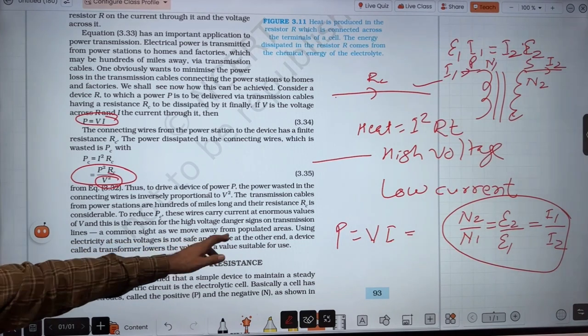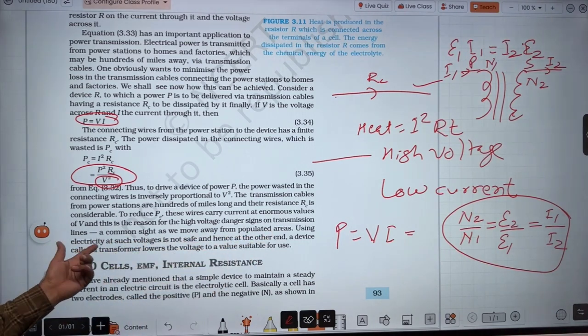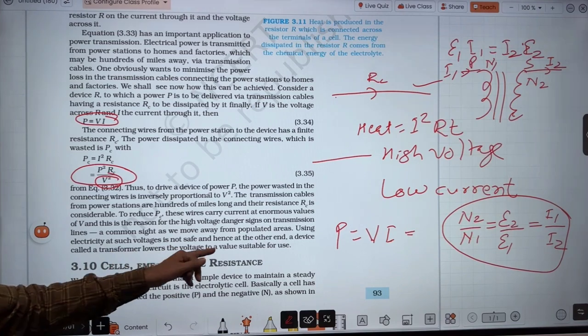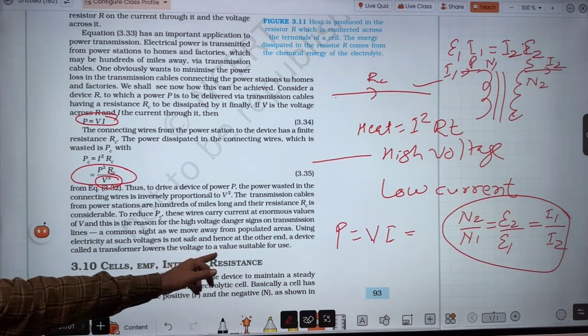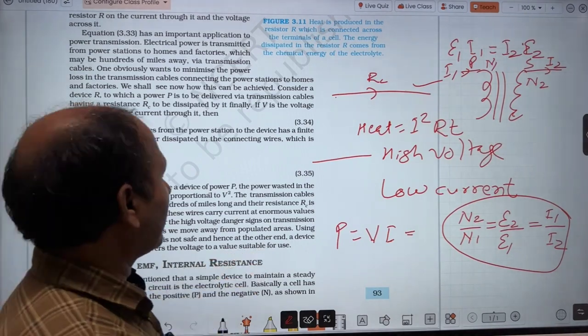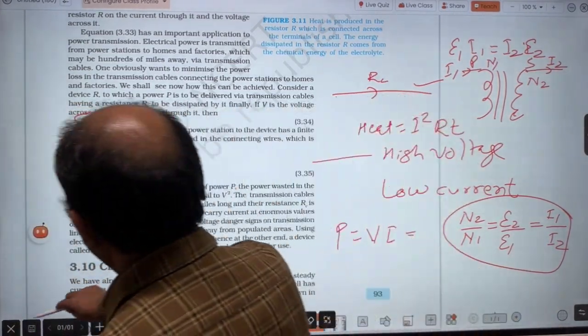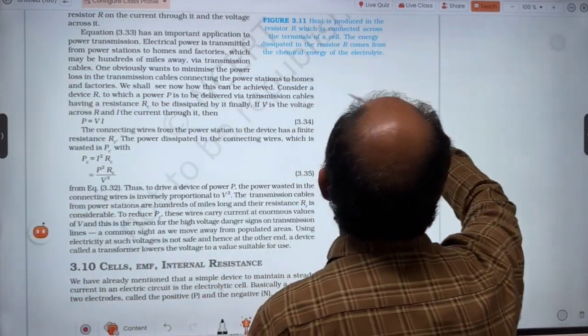A common sight as we move away from populated areas. Using electricity at such voltage is not safe, and hence at the other end, a device called a transformer lowers the voltage to a value suitable for use. So I am going to tell you a little more about the transformer.